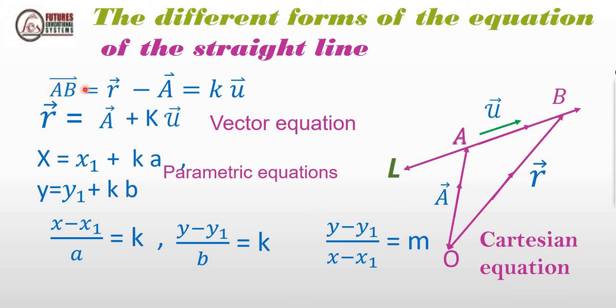Vector AB equals r minus a equals k, a constant, times u, which is the direction vector. We get the vector equation r equals vector a plus k vector u. The parametric equation is x equals x1 plus ka and y equals y1 plus kb. Solve this parametric equation to get the Cartesian equation.